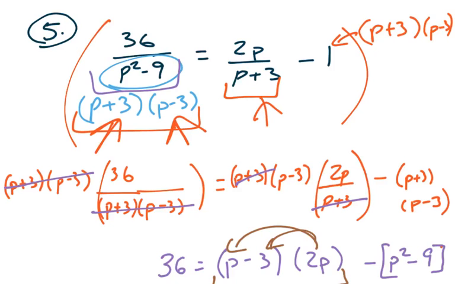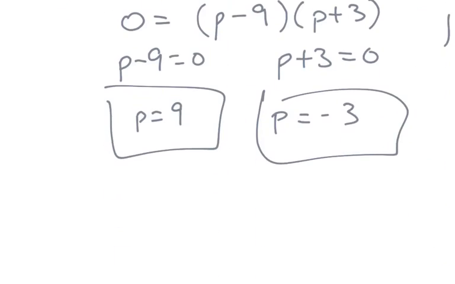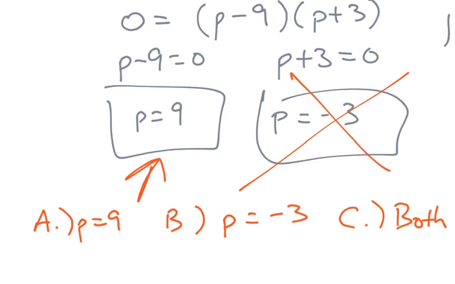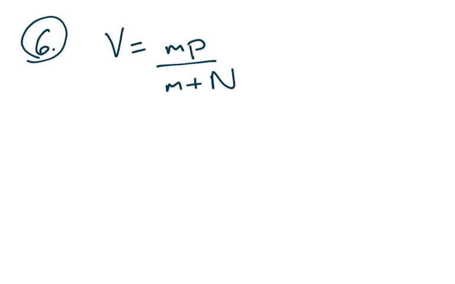And the same thing is true here. P plus 3 is just written twice. So negative 3 and 3 are not viable solutions. Here, negative 3 is not a solution, so the answer is just going to be p equals 9. So what you could see on a test is they'll sometimes say A is p equals 9, B is p equals negative 3, C, it'll be both 9 and negative 3, and D will be no solution. So you have to be very careful.